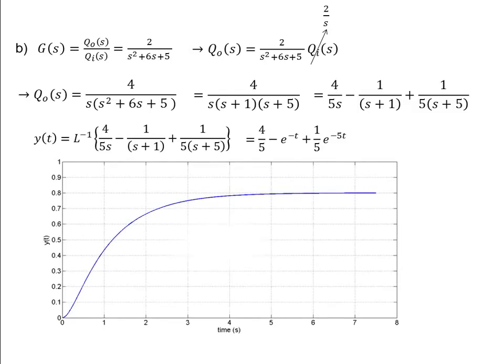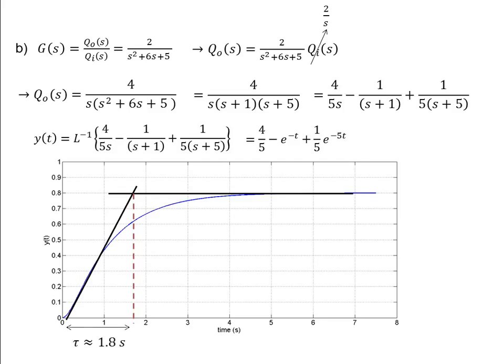If I sketch the response by hand or by computer, the response will be in this shape. As you see, the response looks like a first order system. In order to get a rough estimate of the time constant, I need to find the slope and the points at which this slope crosses the final value and the time axis. As you see here, the time between these 2 points will be tau, or time constant, which is almost equal to 1.8 seconds.